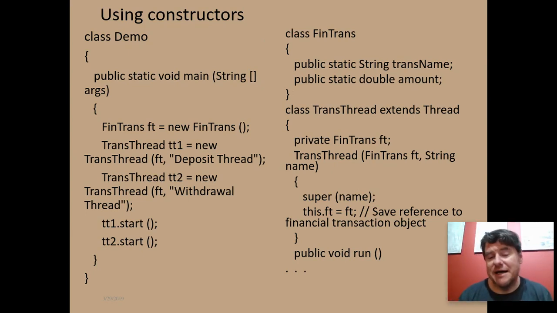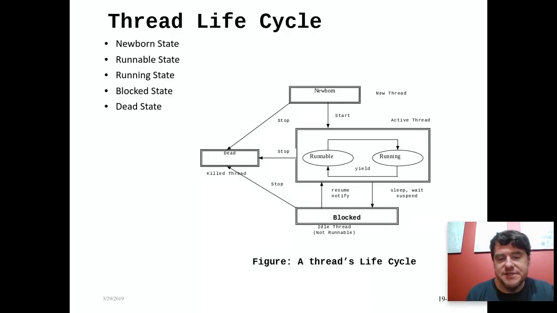So that's a way that you can pass a variable into a thread, which of course is something that you will need to be able to do, because the chances are the thread needs to actually be able to process some data. All right, so this is just showing you what the thread lifecycle looks like.